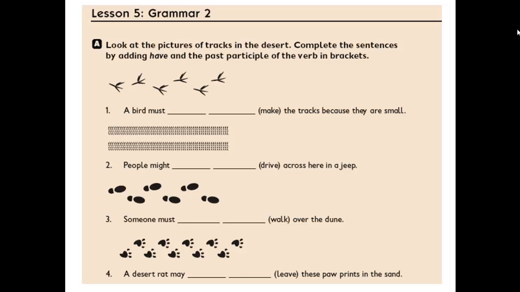Number 2, we can do the same thing with numbers 2, 3, and 4. People might have driven. Driven is the past participle, the verb 3 of drive. People might have driven across here in a jeep. Number 3, someone must have walked. Walk is a regular verb, so to put it in the past participle, we add ed to the end of it. Someone must have walked over the dune.